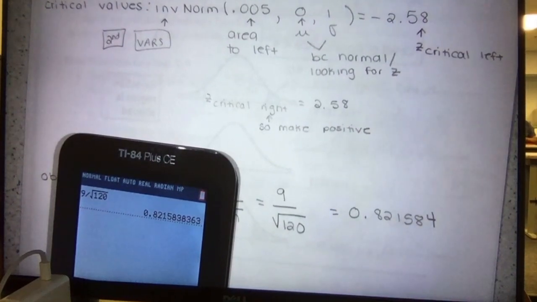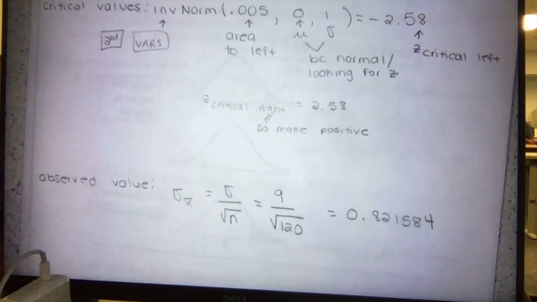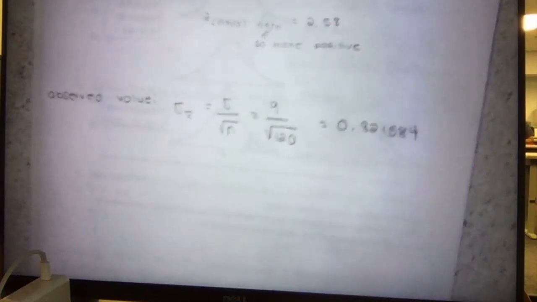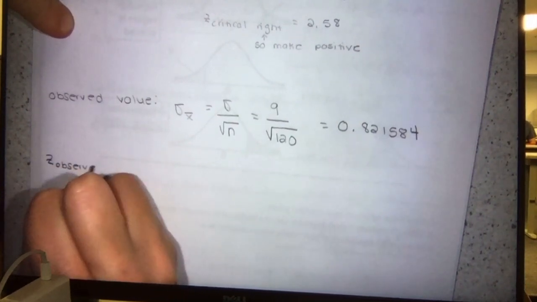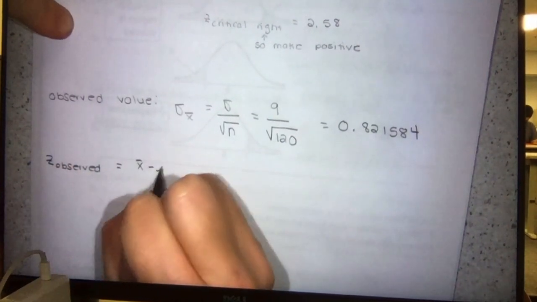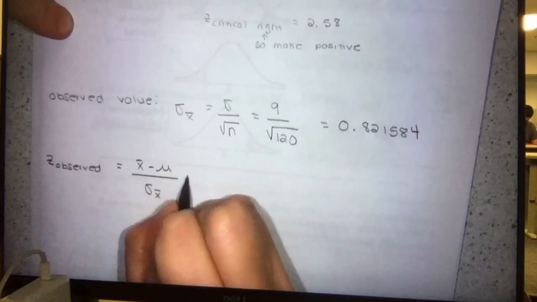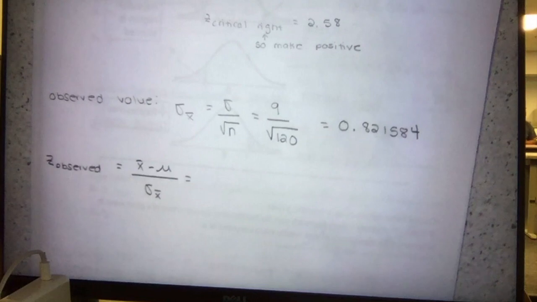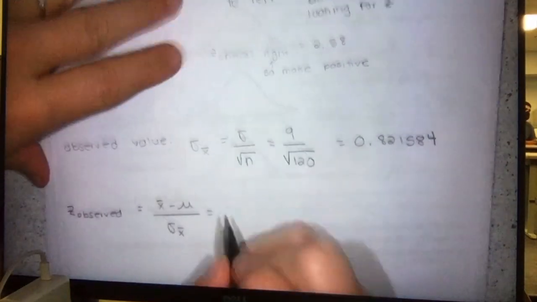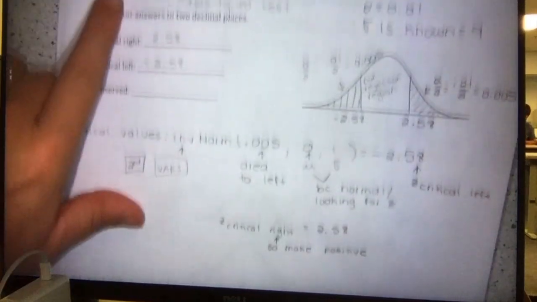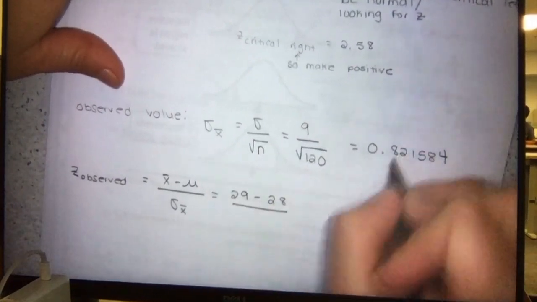I just kind of remember it out far enough so that way rounding won't mess me up. So our z observed is going to be our x bar minus our mu all over our sampling standard deviation. Our x bar, they told us, is 29. Our mu is from our hypothesis test, so we know it's 28. All over that sampling standard deviation.